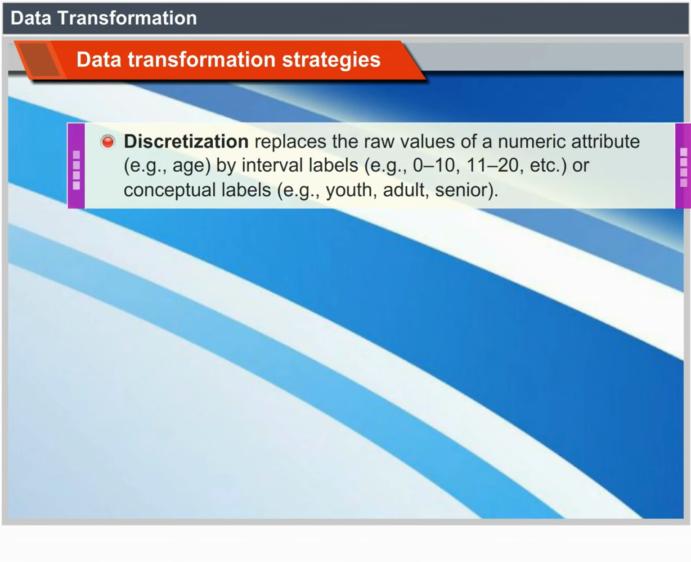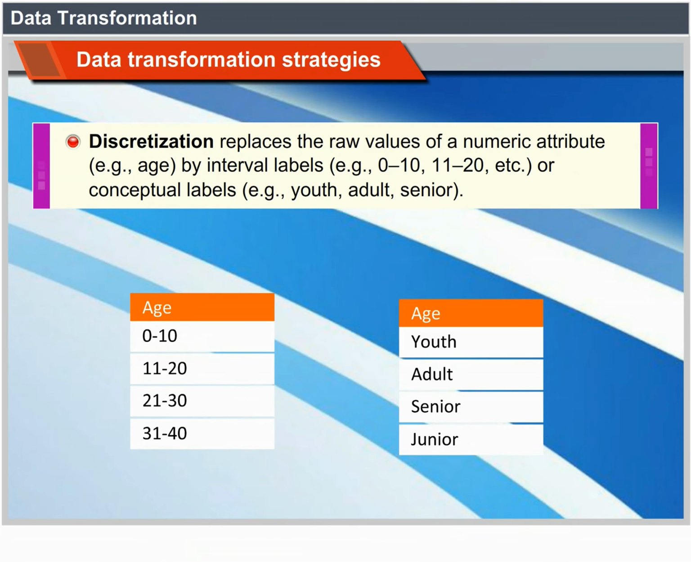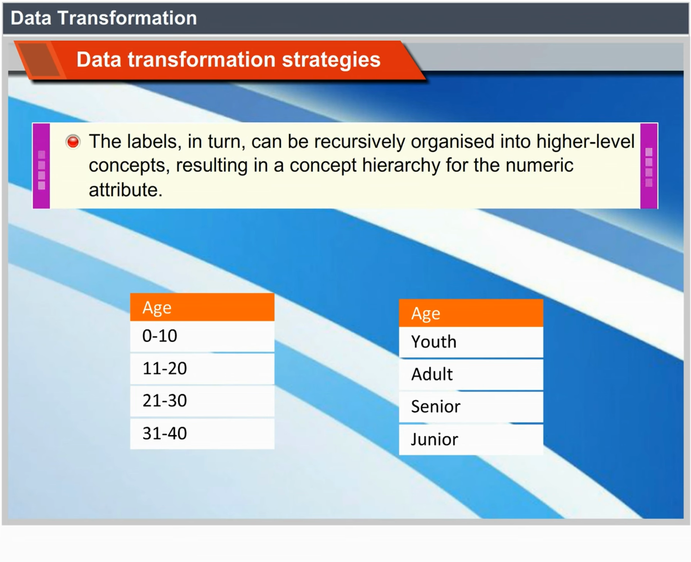Discretization, where the raw values of a numeric attribute, such as age, are replaced by interval labels, for example, 0 to 10, 11 to 20, etc., or conceptual labels, such as youth, adult, senior. The labels in turn can be recursively organized into higher-level concepts, resulting in a concept hierarchy for the numeric attribute.